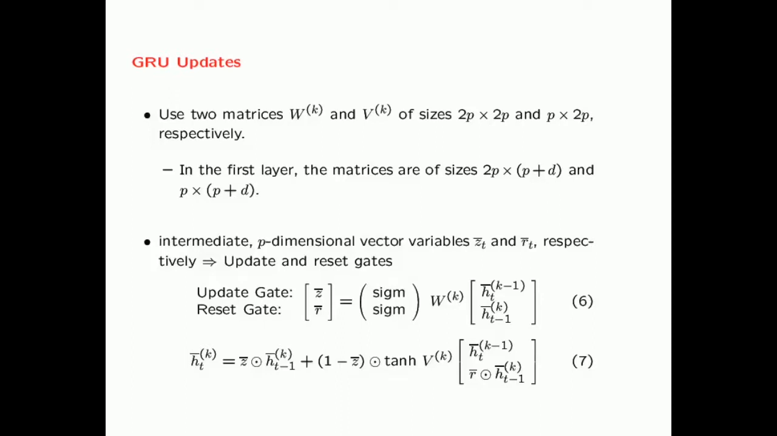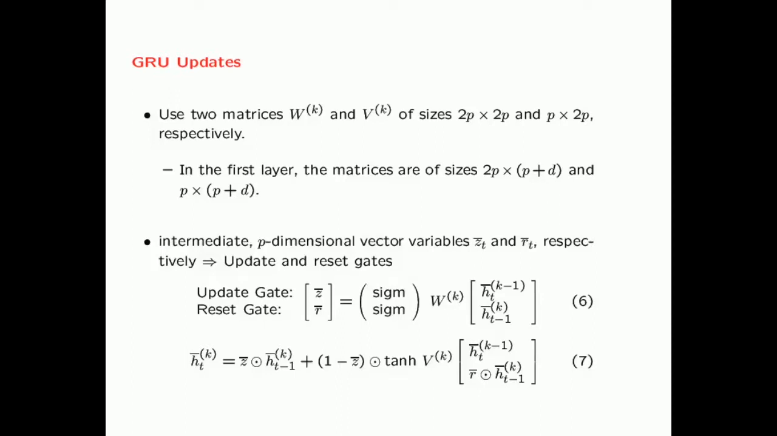Of course, the first layer, you treat it specially, as we discussed for any multilayer network. When k is equal to 1, the matrices are of size 2P cross P plus d and P cross P plus d. That is because the hidden state at k equal to 0 is simply the input vector, which is a d-dimensional vector rather than a p-dimensional vector. Now, in the case of the GRU, you have two intermediate p-dimensional vector variables, which are ZT and RT. ZT is referred to as a set of update gates, again a p-dimensional set, and RT is a set of reset gates.